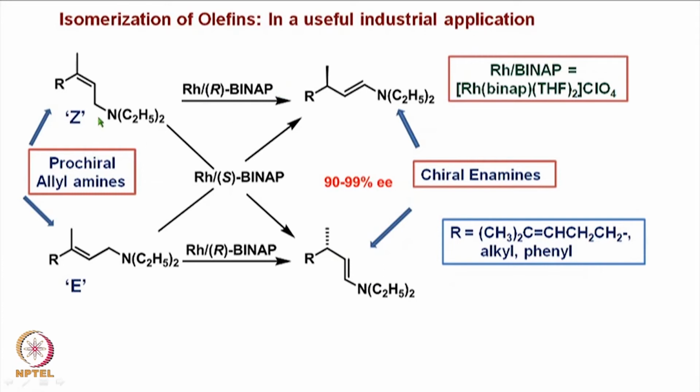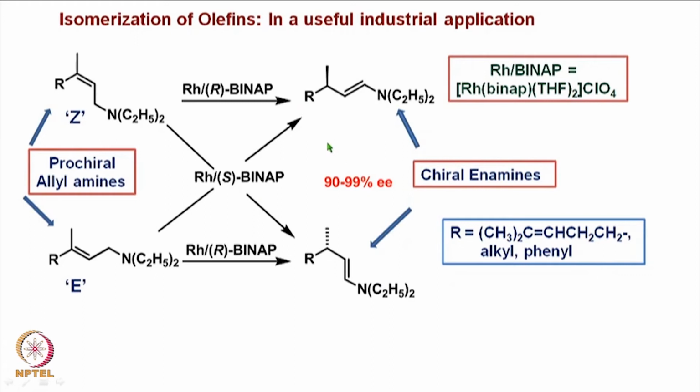Now if we change the geometry of the prochiral allylamine from Z to E and react with the same rhodium catalyst but with R BINAP, then what we get is the chiral enamine of this kind with the absolute configuration of the asymmetric center being as shown here, which is opposite to what was observed here. Now the same allylamine, when it is reacted with the same rhodium catalyst but now with S BINAP as a chiral ligand, then what we get is this type of chiral enamine.